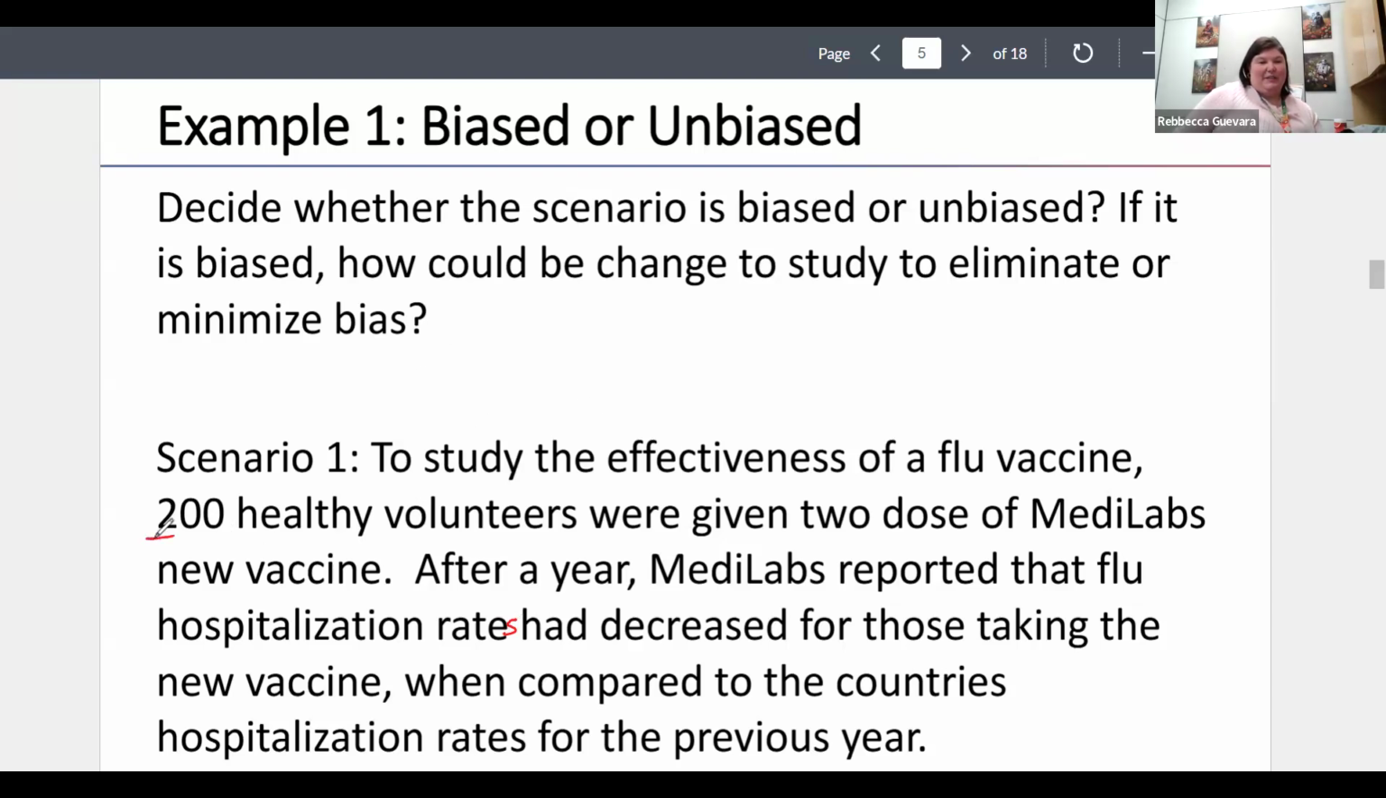So one of the things that's a problem here is my sample. I collected a sample of just healthy people. Not everybody who's going to be vaccinated is necessarily going to be considered healthy. And that's another thing: what is considered healthy? So I'm giving a flu vaccine to healthy people, and then I'm seeing how it's going to react. There's a possibility that healthy people are going to have less hospitalization already.